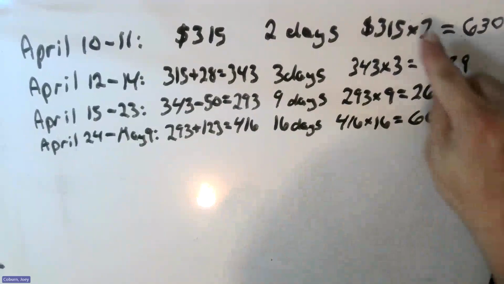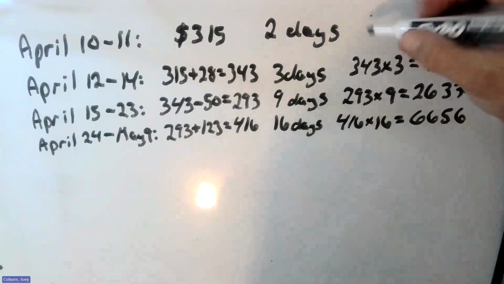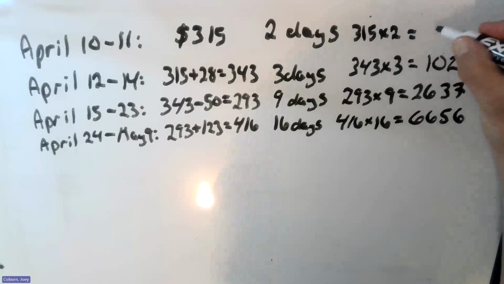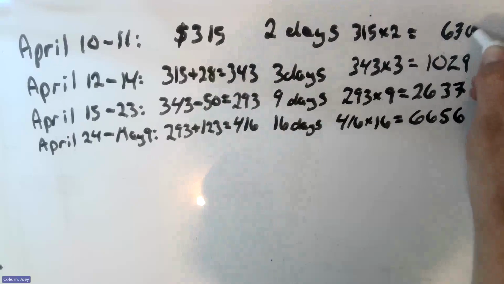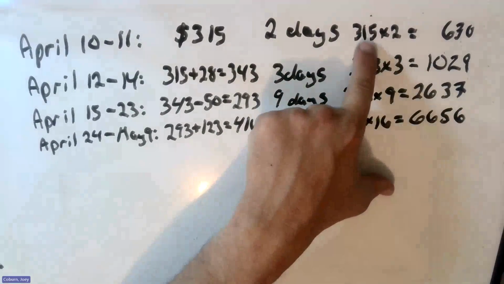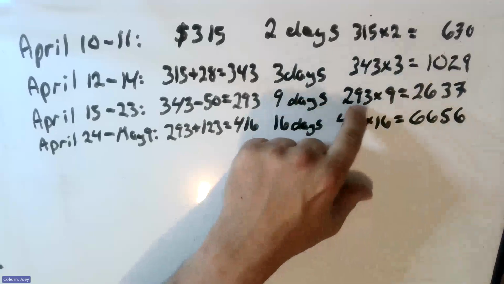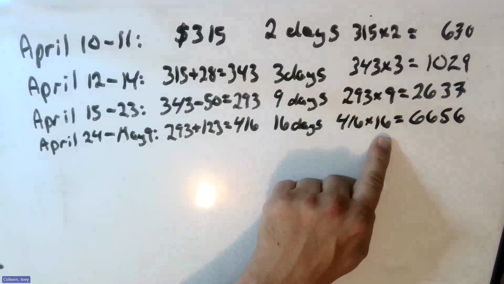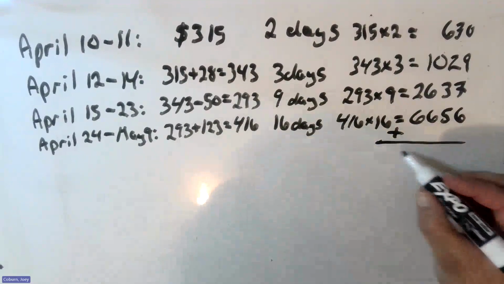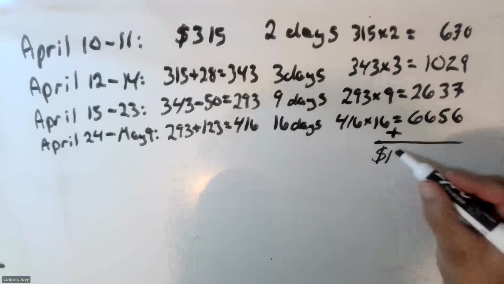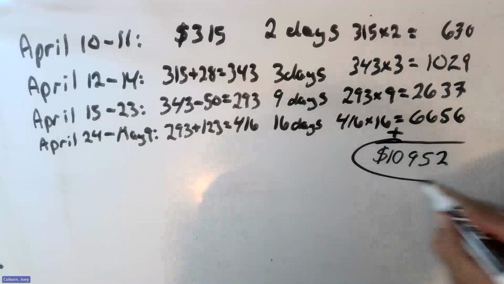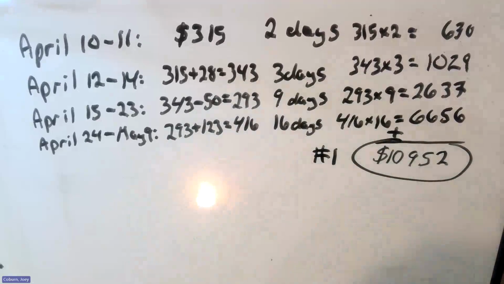So each of these numbers, and I'll try to rewrite this one so it's a little closer in. We got 315 times 2. That's going to be 630. Each of these numbers is the balance times the days, balance times days, balance times the number of days at that balance. And this is the sum we want for step 1. We want to add up these results. And what we're going to get is $10,952. This is our step number 1. We come up with that sum.